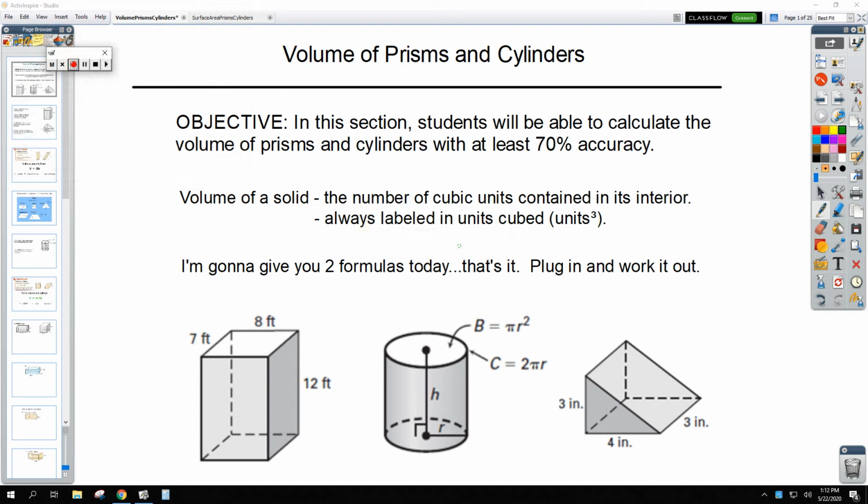This is volume of prisms and cylinders. In this section, students are going to be able to calculate the volume of prisms and cylinders with at least 70% accuracy. We're going to measure this through the online homework I'm going to assign to you guys here, okay?